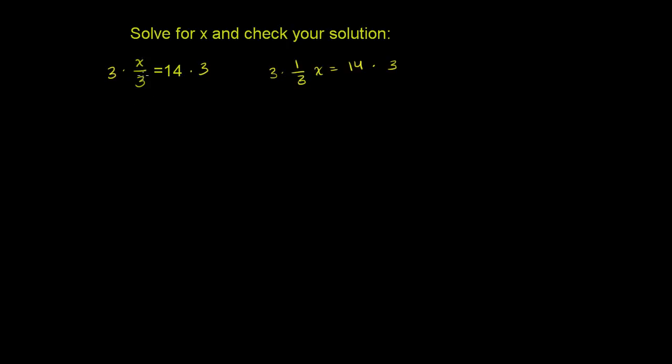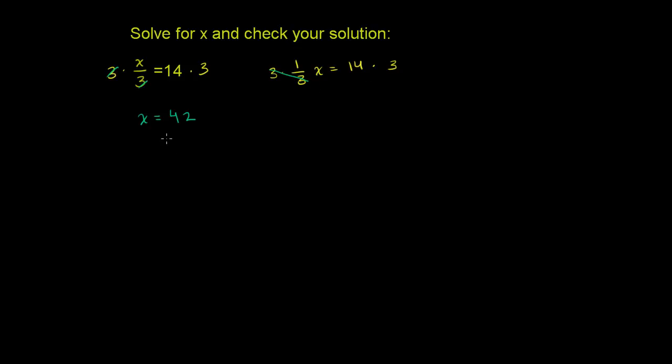3 times anything divided by 3 is going to be that anything. We're just going to have an x left over on the left-hand side. And on the right-hand side, what's 14 times 3? 3 times 10 is 30. 3 times 4 is 12. So it's going to be 42. So we get x is equal to 42. And the same thing would happen here. 3 times 1/3 is just 1. So you get 1x is equal to 14 times 3, which is 42.